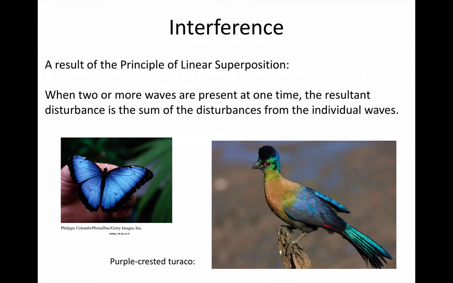Interference is the cause of iridescence, which you can see on this butterfly and in the feathers of this purple-crested turaco. It means that the object gradually changes colour as the angle of view or the angle of illumination changes. Later we'll be looking at why that happens.